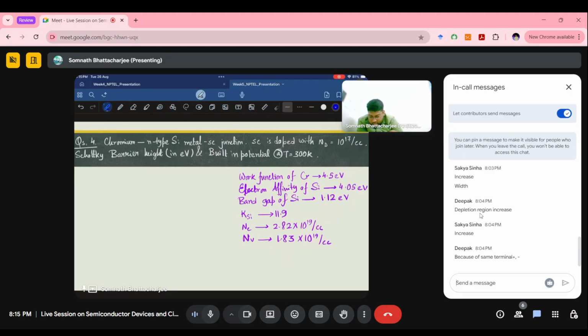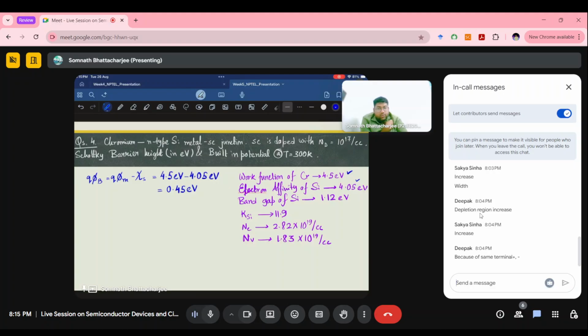So the Schottky barrier height is nothing but q psi b, right? That is the difference between q psi m minus psi s. So what is that? The work function is written as 4.5 eV here. We have this value, and the electron affinity we also have here. So the values are like this. So this is nothing but 0.45 eV.